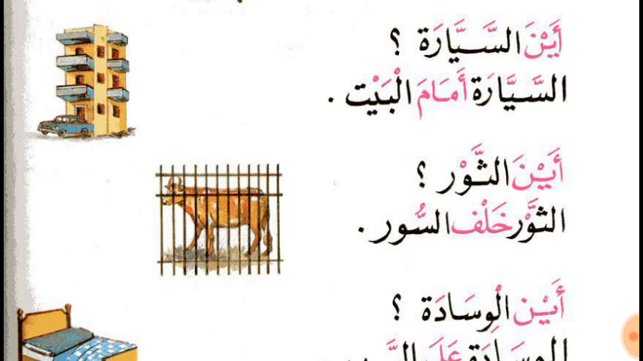Aina sayyarat. Sayyaratu amam al-bayt. Where is the car? The car is in front of the house. Aina thawr. Where is the ox? Thawr khalf as-sur. Khalf as-suri, add kasra. The ox is behind the fence. أين الوسادة. Where is the pillow? الوسادة على السرير. The pillow is on the bed.